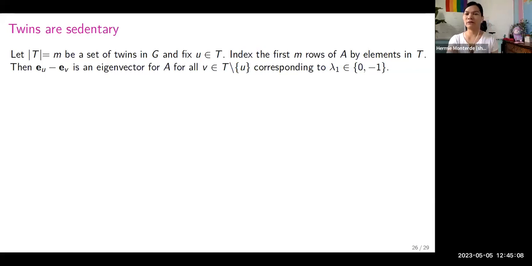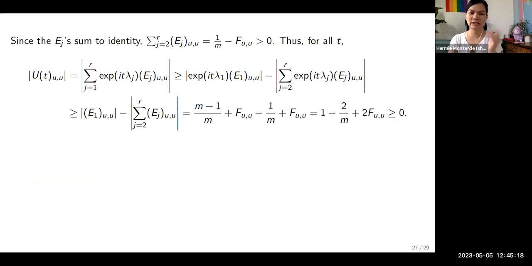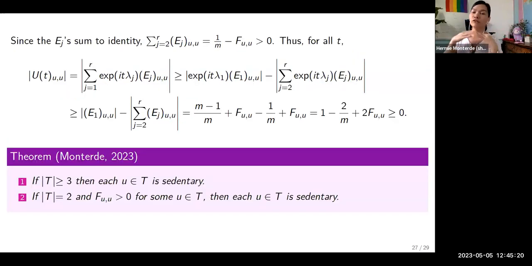And this is really my main result in one of my research works. We can skip this or we can go back to this later on, but this is basically what's happening. If you have a set of twins T, if the size of that is at least 3, then each vertex there is sedentary. And that explains the complete graph.